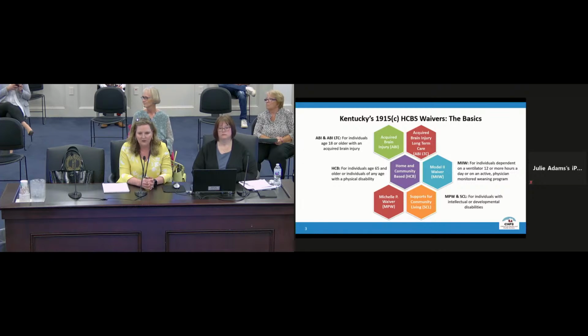disability. Our Model Waiver 2 waiver is designed for individuals who are ventilator dependent for 12 or more hours a day or on an active physician-monitored weaning plan for a vent. Our Michelle P. waiver and our Supports for Community Living waiver are very similar, and they provide services for individuals with intellectual or developmental disabilities.